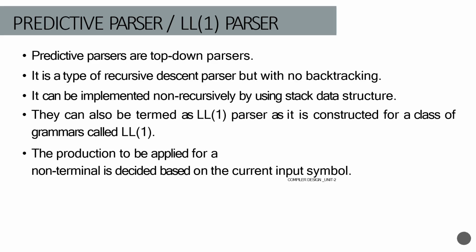It is one type of recursive descent parser, but the difference between the predictive parser and the recursive descent parser is that the recursive descent parser uses backtracking, but the predictive parser does not use backtracking. There is no backtracking in the predictive parser. So it can be implemented non-recursively by using a stack data structure. They can also be termed as LL(1) parsers. The production to be applied for a non-terminal is decided based on the current input symbol.